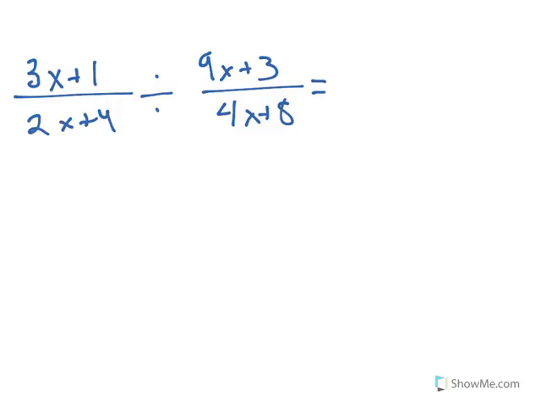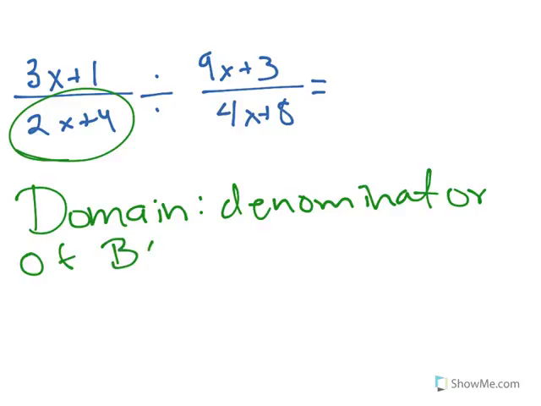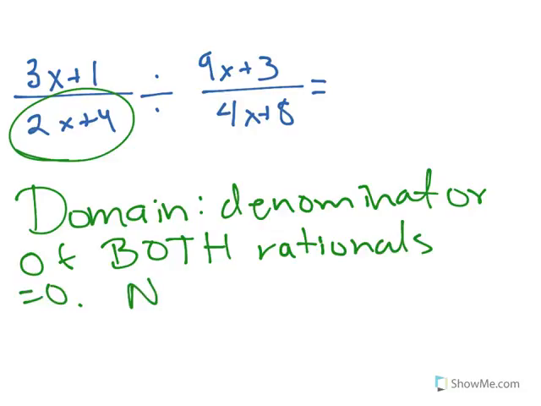in the video where I talked about how to divide rationals, I didn't mention the domain since I didn't specify that we were working with these types of functions, but since we actually need to find where the denominator of both rationals equals 0, and that is not in the domain.